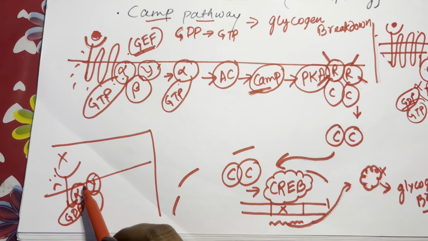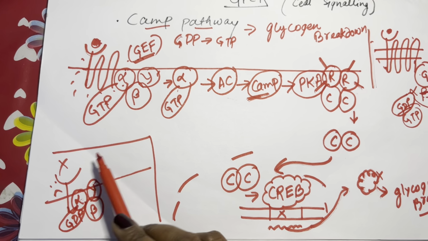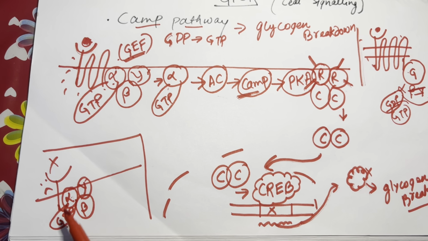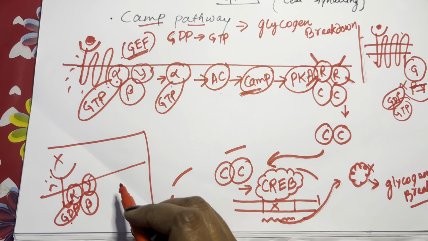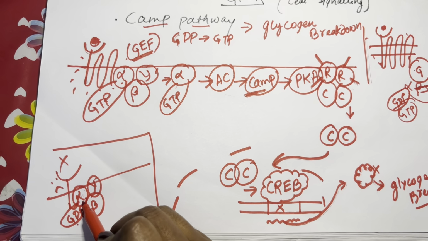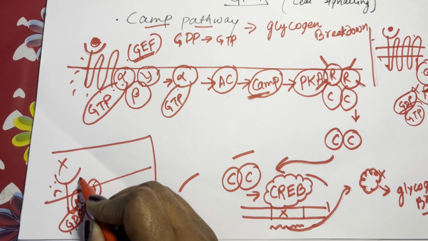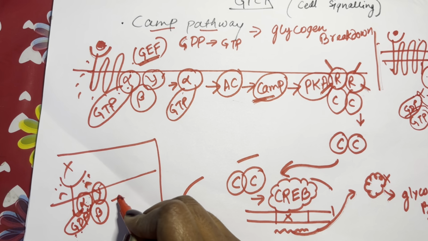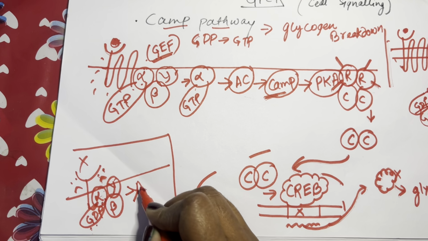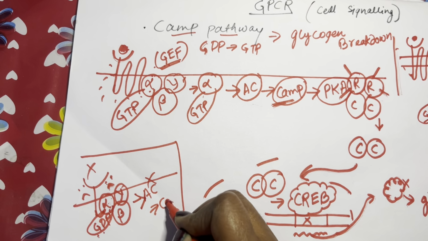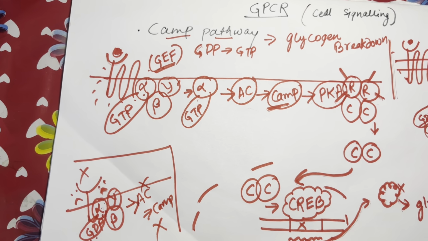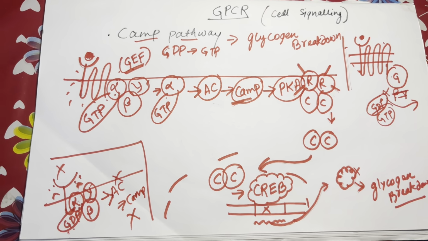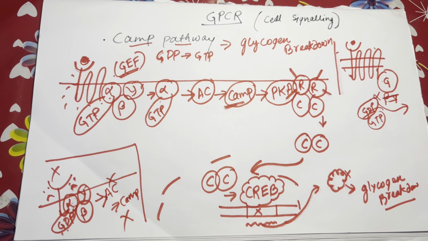GDP will bind to the alpha subunit, not GTP. Okay, in inactive state, GDP will bind to the alpha subunit. As a result, when alpha subunit is bound to GDP, that means alpha subunit is inactive. Inactive alpha subunit cannot proceed further. It cannot activate AC, it cannot make cAMP, and nothing will happen. As a result, the signaling will be turned off if there is no ligand.